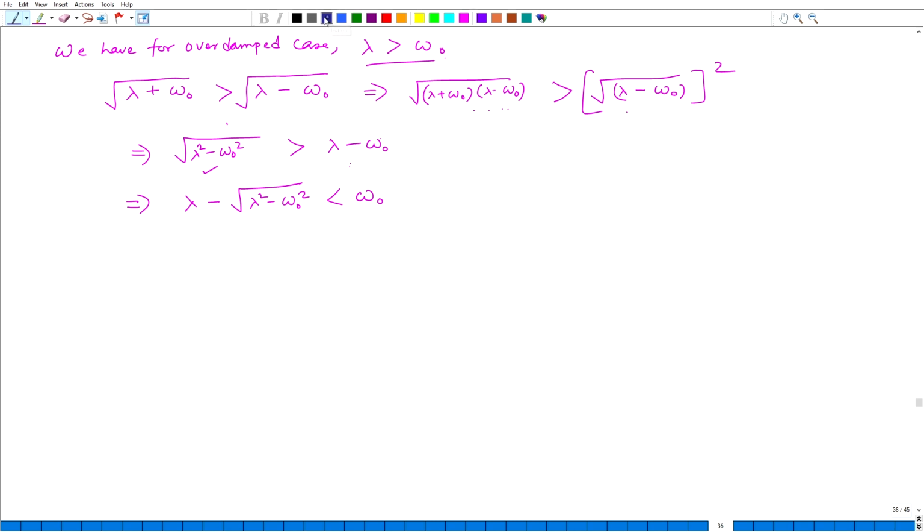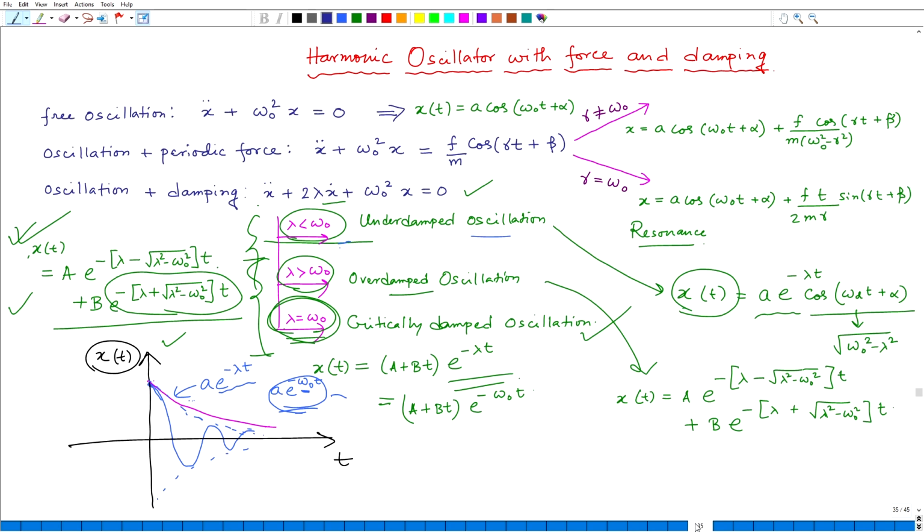That is a very important conclusion in this case. Again, if you go to check this solution, you will see that this solution has two parts, one multiplied with A and another multiplied with B.